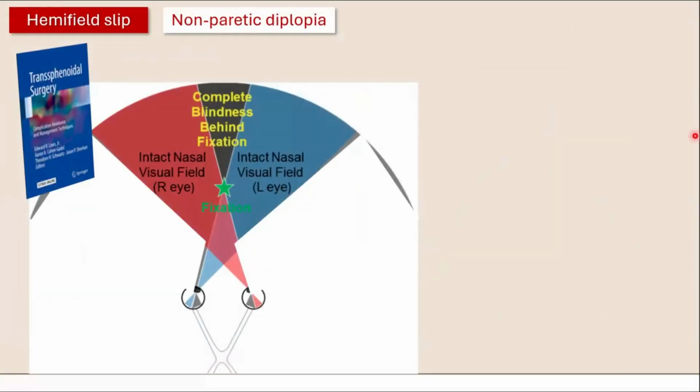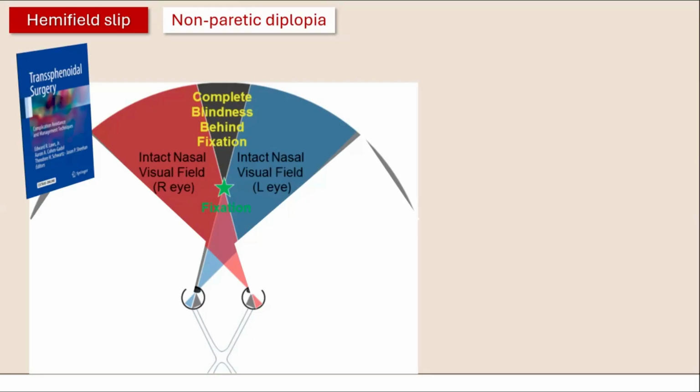Let's move to the next one. So I want you to understand it instead of just memorizing these terms, because you can understand it easily. The next one is something called hemifield slip. In some books, they call it non-phoretic diplopia, and I'm going to explain why it is called so. So what's the meaning of hemifield slip?